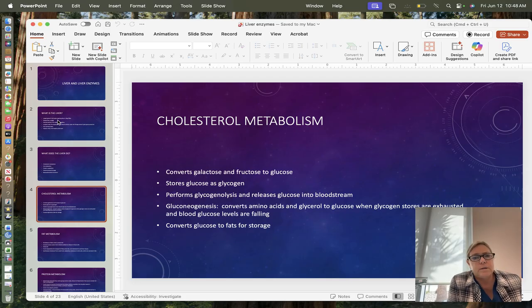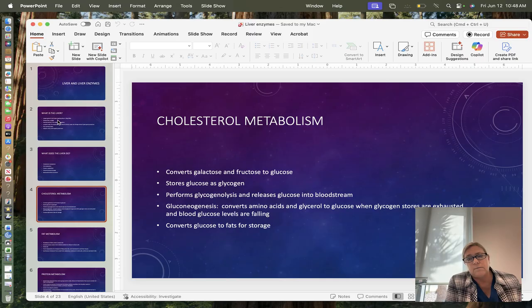Cholesterol metabolism, it converts galactose and fructose to glucose. It stores glucose as glycogen, and it performs glycogenolysis and releases glucose into the bloodstream. Gluconeogenesis, so you remember glycogenolysis means something's being broken down. So we are taking a stored glucose such as glycogen and lysing it to release the glucose into the bloodstream when it's needed.